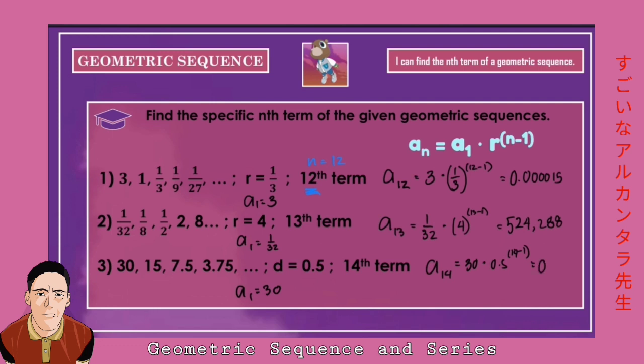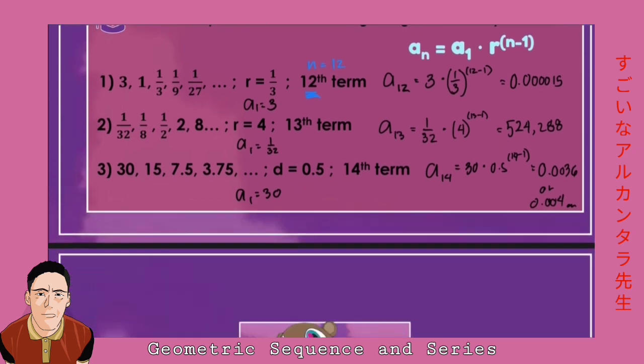So this is going to be 0.0036. This could be 0.004. That's the final answer here. So that's how we get the nth term of a geometric sequence. Wow, nice. Now let's continue to our next target.